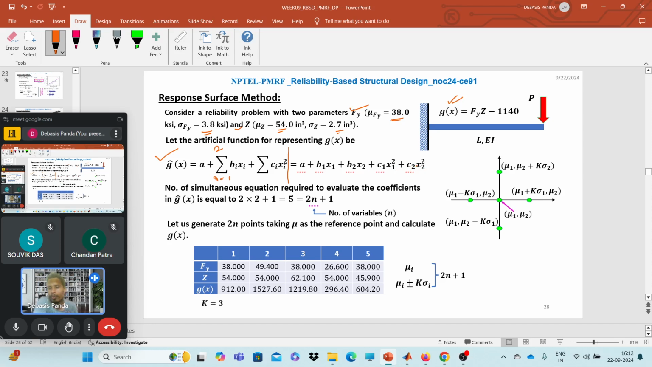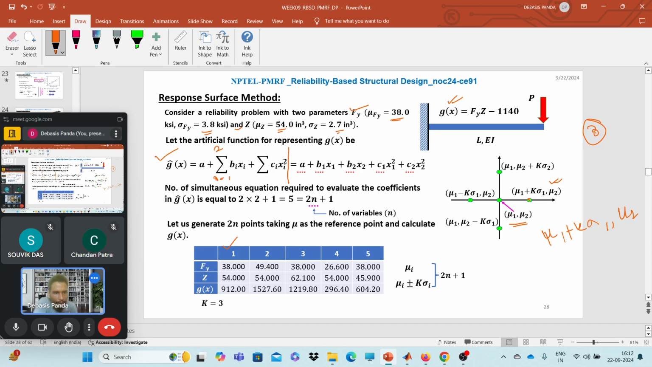So when we have two random variables, we need to generate 2n plus 1 number of data points. The first data point will be the mean, mu1 and mu2. Here you can see the actual mean, 38 and 54. The second data point will be, say, mu1 plus k sigma. That means we are generating using mu plus minus k sigma. So let's say k is equal to 3. Here we are considering mu1 plus k sigma1 and mu2.